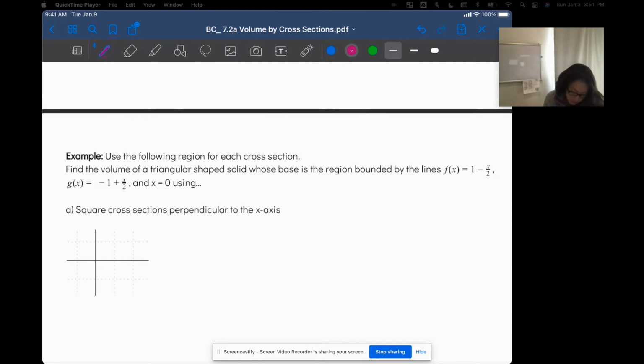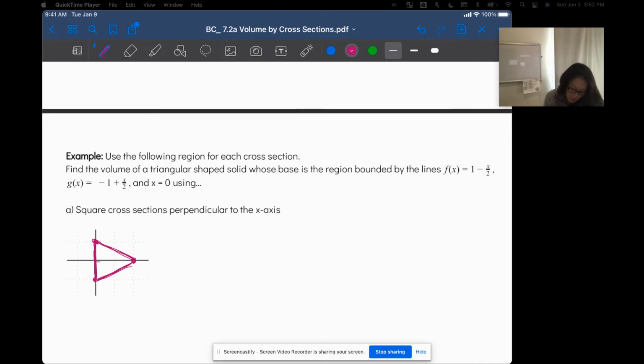Okay. It says find the volume of the solid whose base is the region bounded by the line y = 1 - x/2. That has a y-intercept of 1 and a slope of -1/2. So my region is there. And then the second line is y = -1 + x/2, a slope of 1/2. And then the last boundary is x equal to 0. So this is what the base of my shape is going to look like.